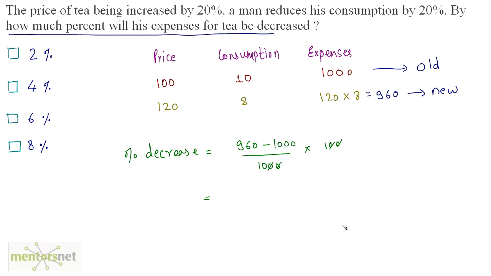This is equal to 960 minus 1000, which gives me minus 40 upon 10. I can ignore the minus because I know it is a decrease. So this is actually 4%. So there is a 4% decrease in the expenses of this person.